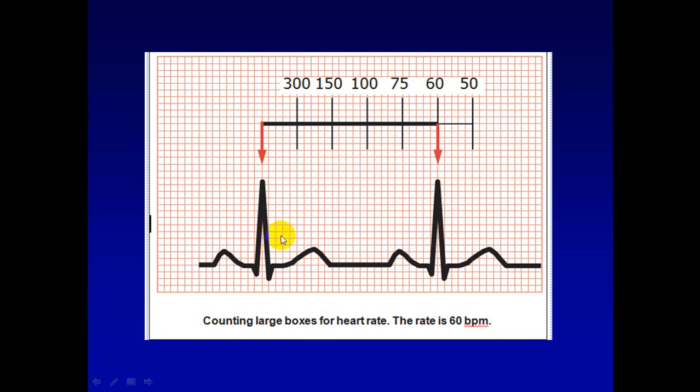Now this is the rate here. In the RR wave, count the large boxes: 1, 2, 3, 4, 5. 300 divided by 5 is 60. So it is easy: if it's regular, take the RR wave, count the large boxes between them, and divide into 300. It will give you the rate as quick as that.